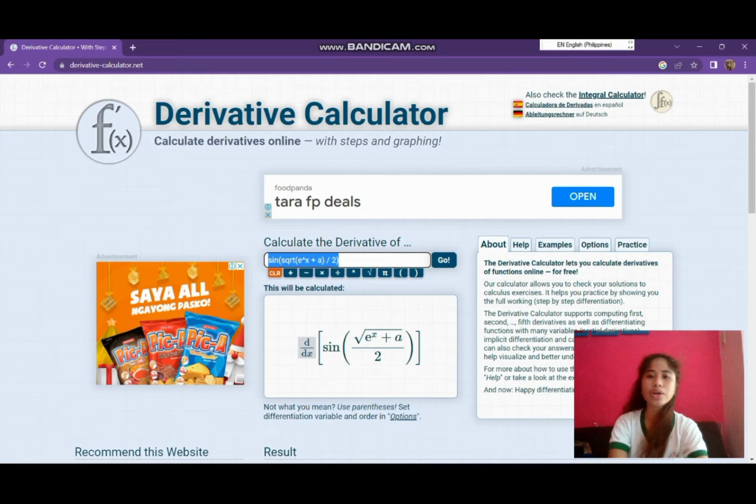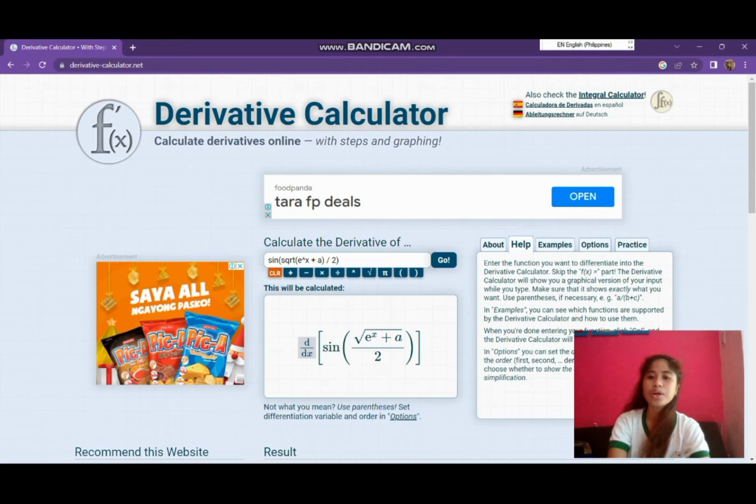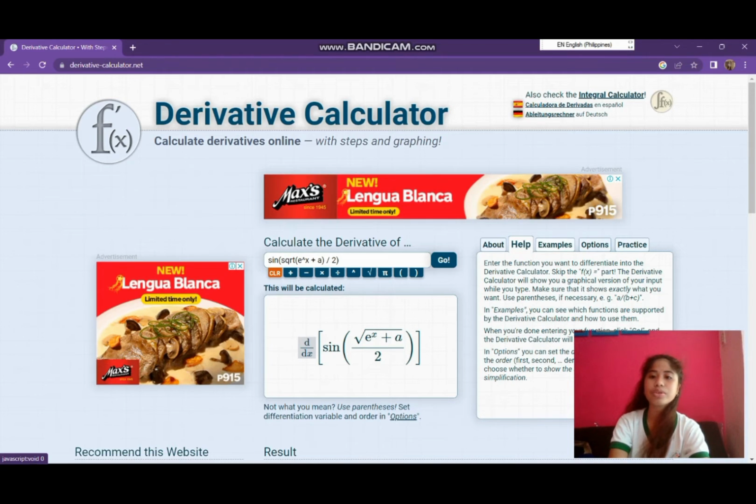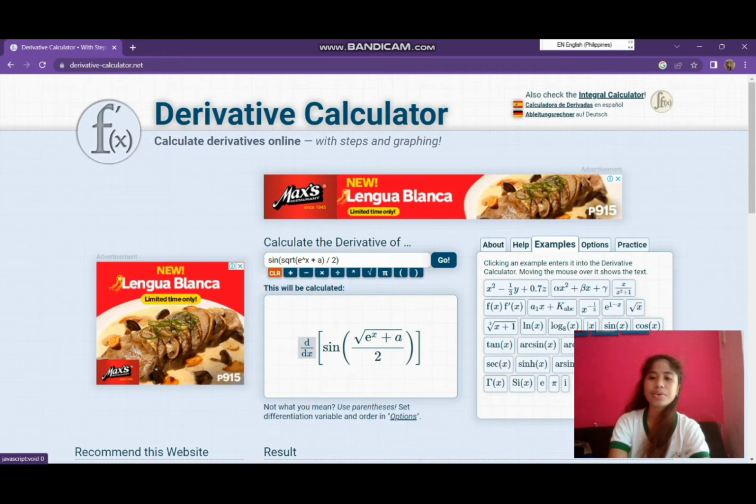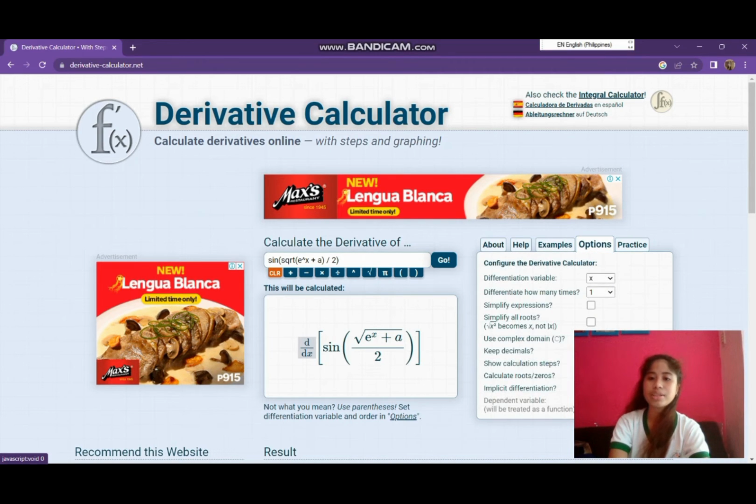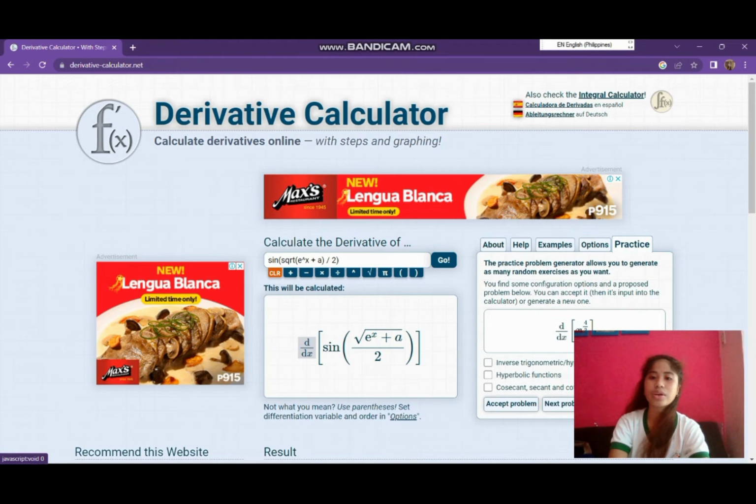If you don't know how to use this calculator, we have here a help. There are directions: enter the function you want to differentiate into the derivative calculator. Then you have examples here. Then you can also have the function options. You can change anything from differentiation variables up to dependent variables. Then you have here a practice. You can also practice.